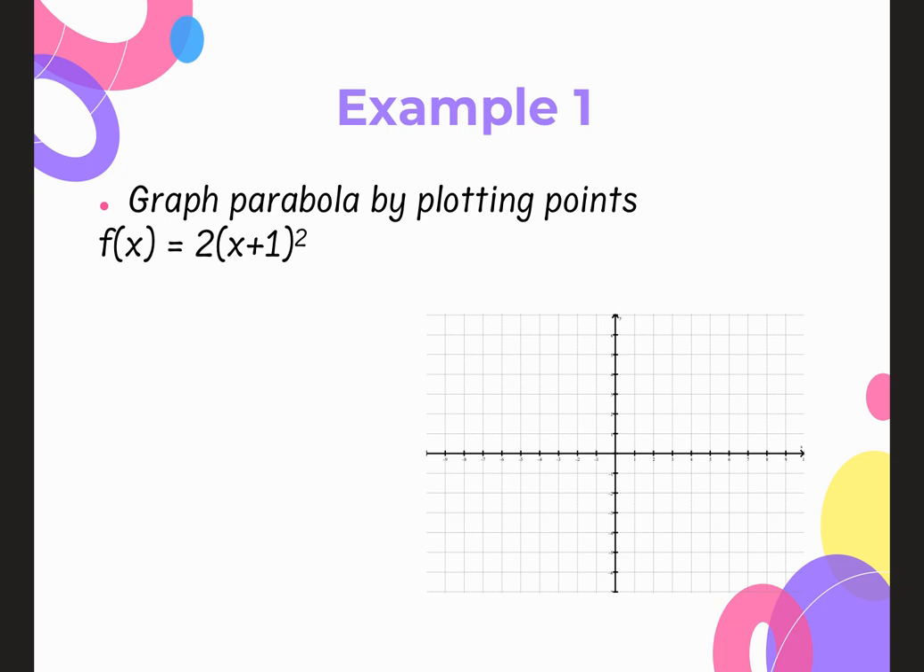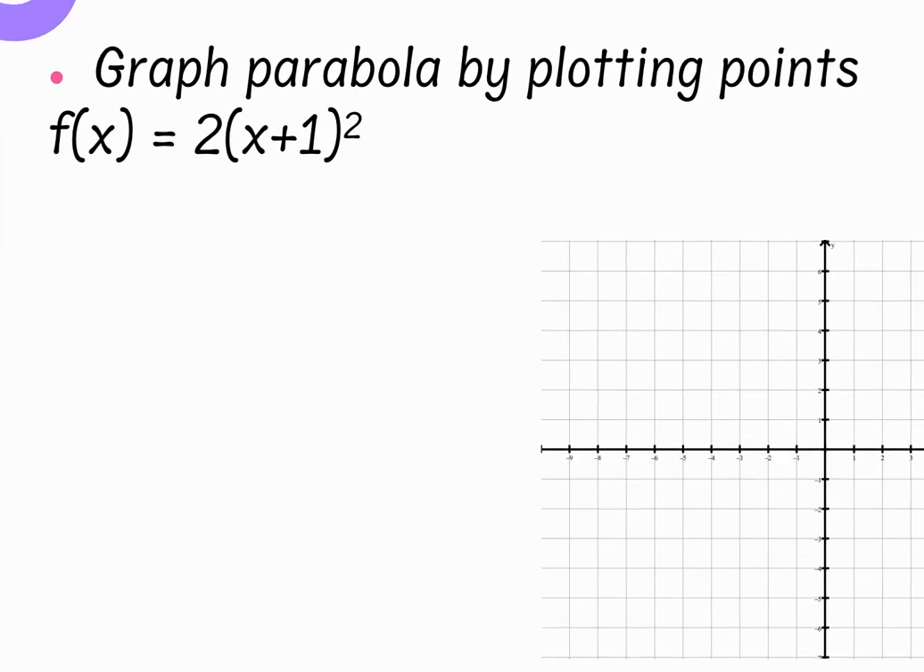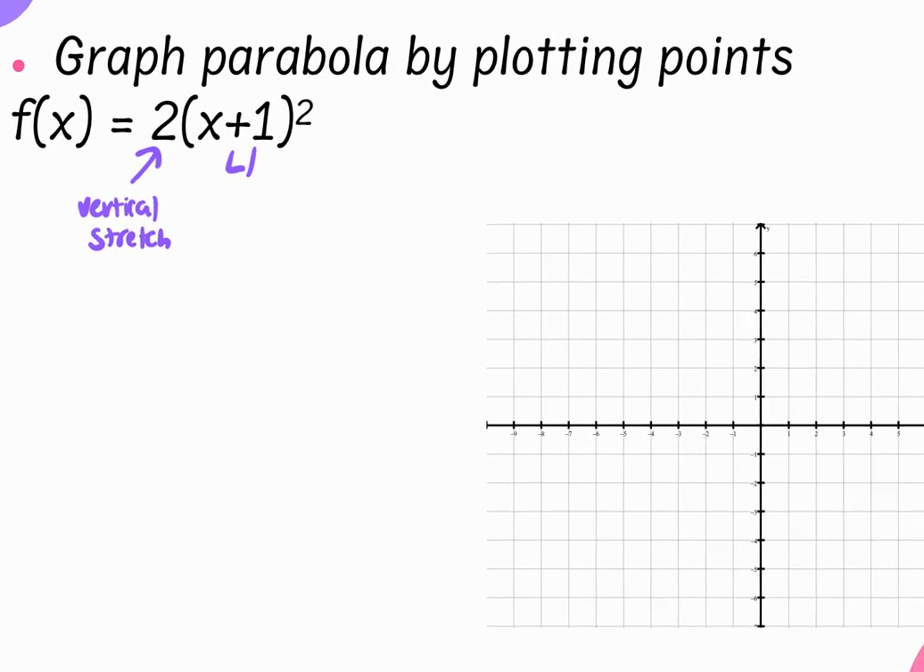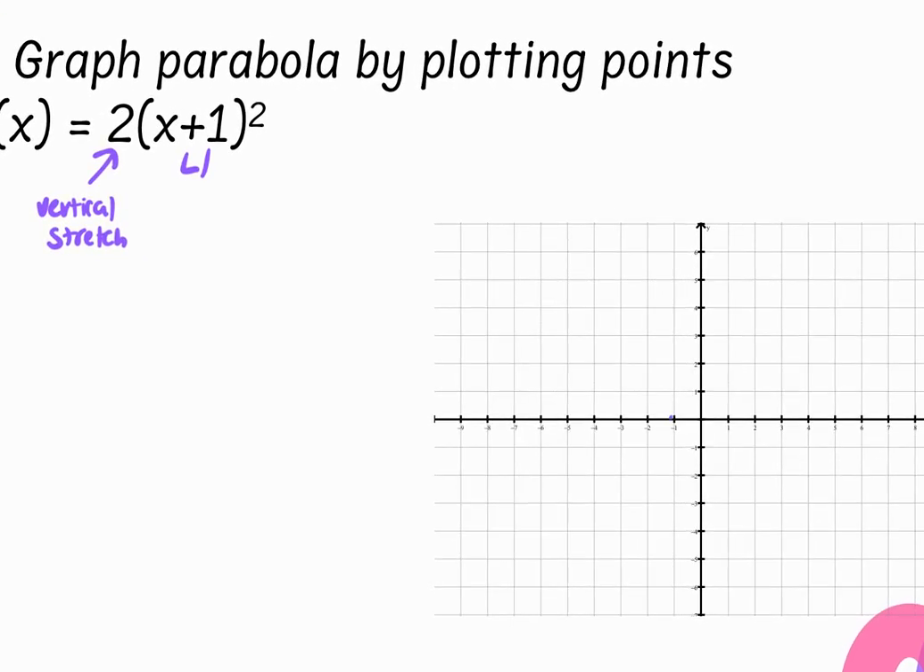It's a parabola. What are my translations? One to the left, right? And what's the 2 on the front do? It's a vertical stretch, or it makes it narrower. So the first thing I can find is my vertex by shifting to the left one. So I know that's my vertex. Vertex, negative 1, 0.